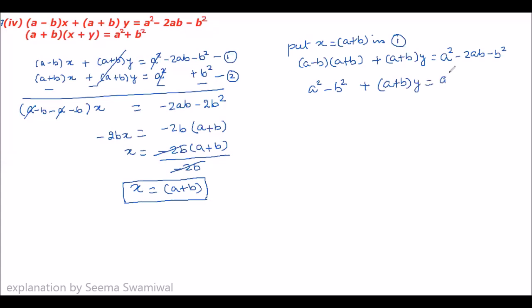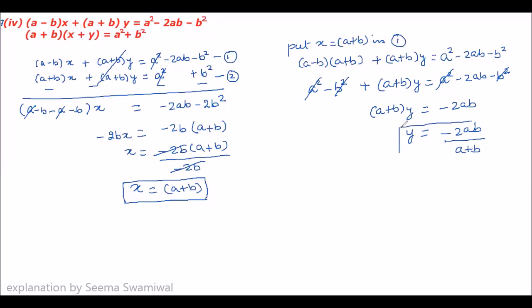First handle all those terms which are available and can be simplified. Now this a square and a square will cancel each other, and this b square and this b square are also cancelling each other. Now we are left with (a + b)y is equal to minus 2ab. We want to find out the value of y, so we'll leave y this side and bring the coefficient of y here, and therefore the value of y is this.